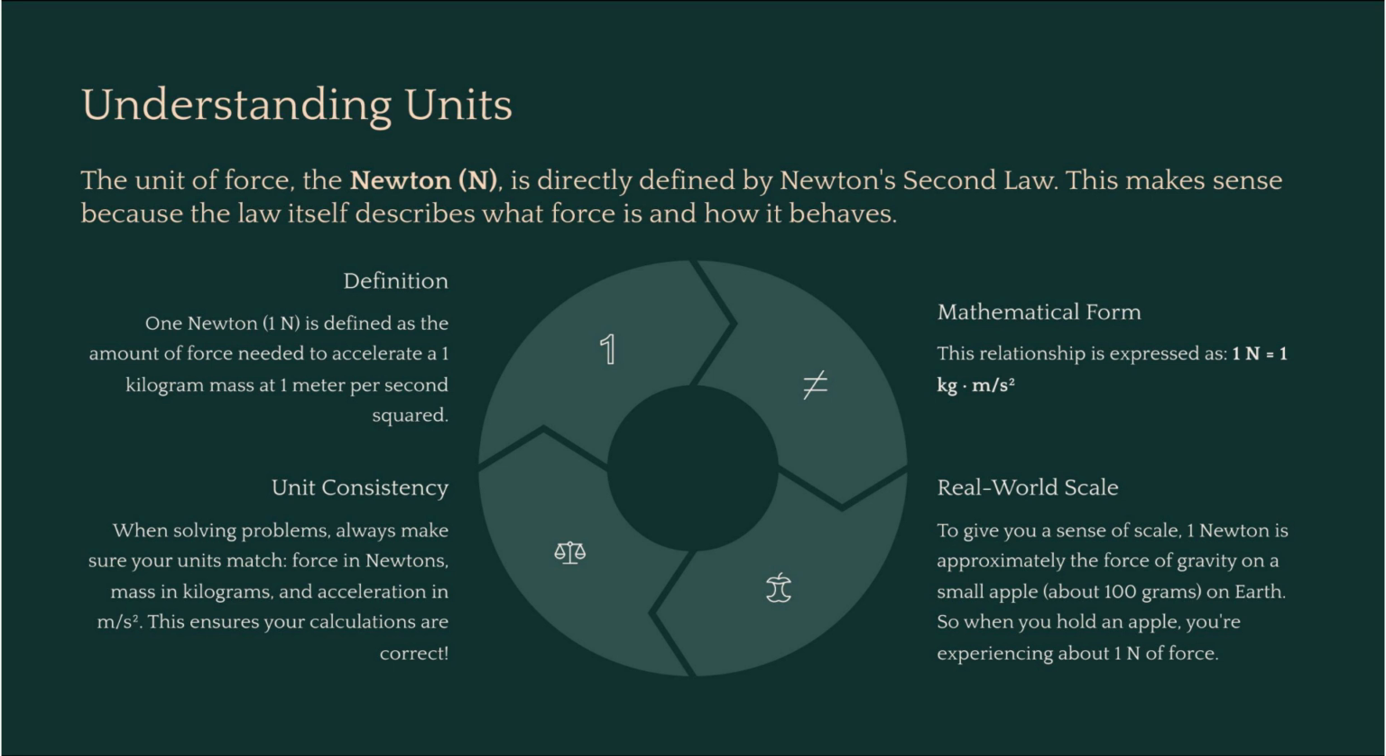A unit of force, the newton, is perfectly defined by the second law. 1 newton is the exact amount of force needed to make a 1 kilogram mass accelerate at a rate of 1 meter per second squared. So, 1 newton is mathematically equal to 1 kilogram multiplied by meter per second squared. These units are intertwined thanks to Newton's second law.